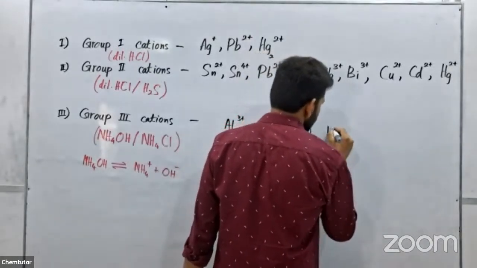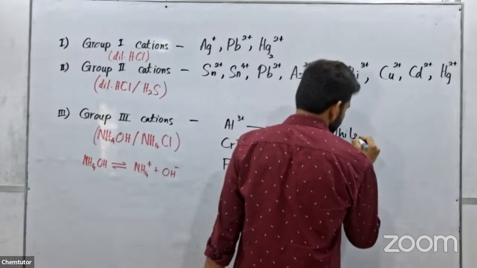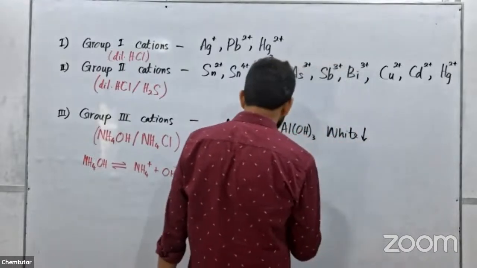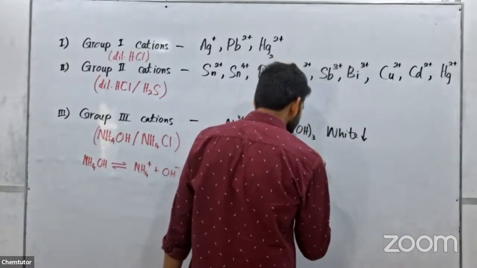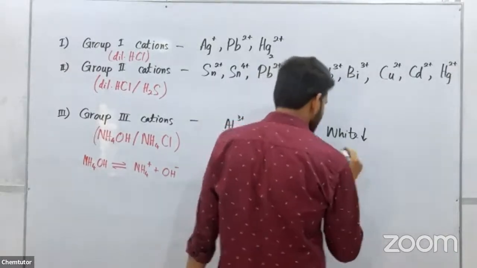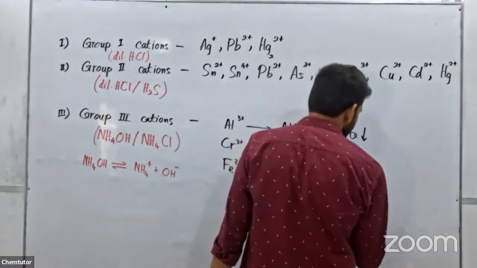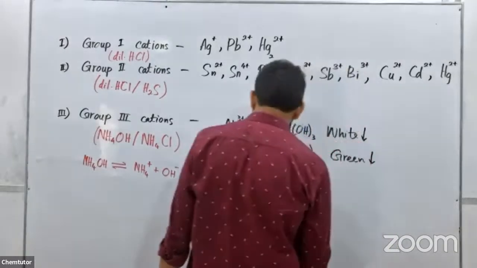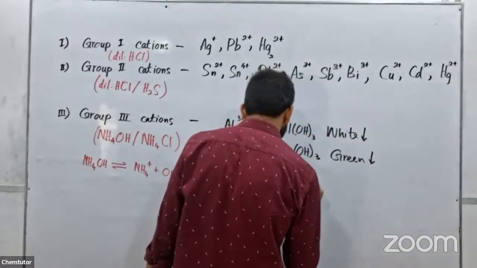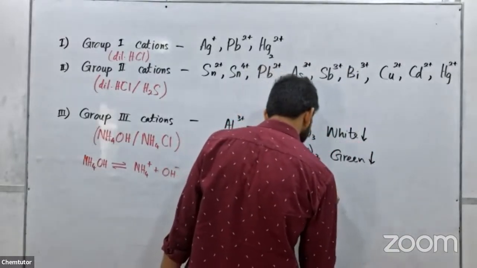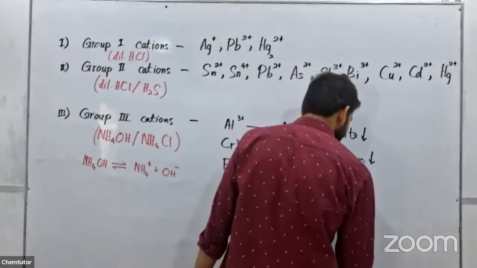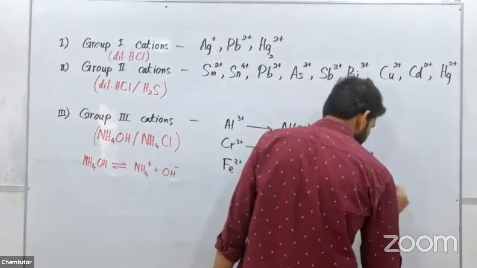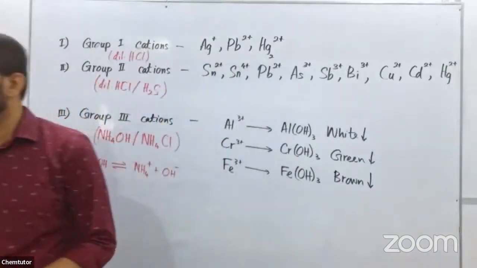Aluminium hydroxide, which is white in color. Chromium hydroxide, a green color precipitate. And ferric hydroxide, a brown color precipitate. Is it clear?